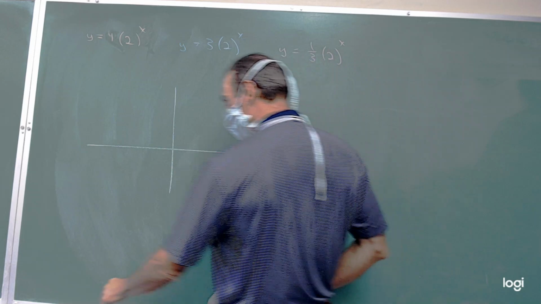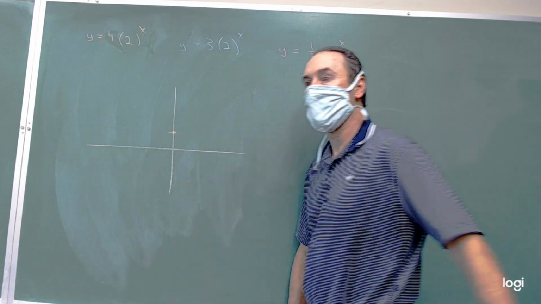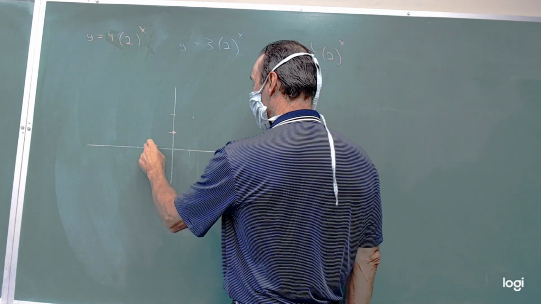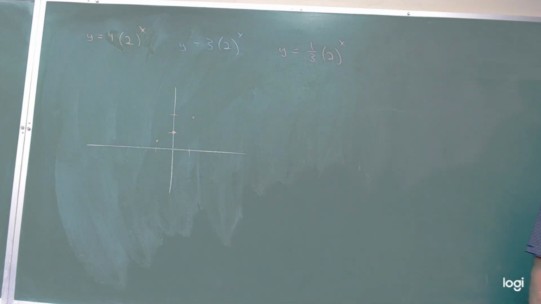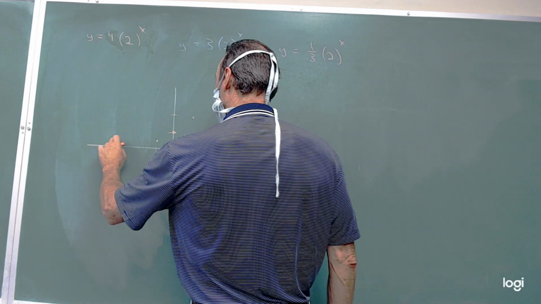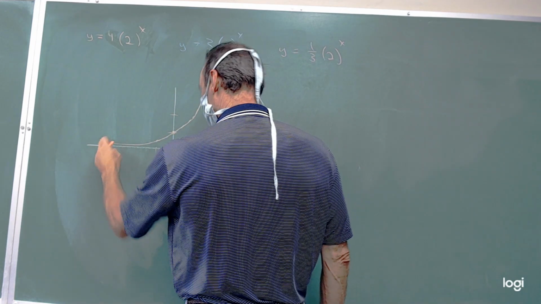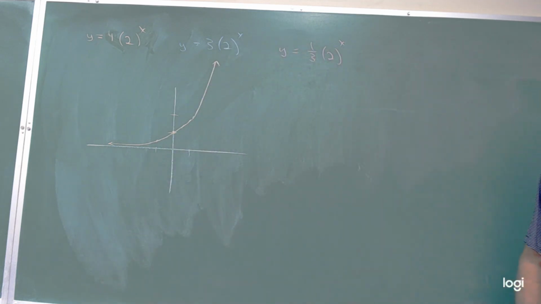So 2 to the x is still going to be like we've seen. At 0, 2 to the 0 is 1. When you plug in 1, we're going to get 2 to the first is 2. And when you plug in -1, 2 to the -1 is 1/2, which is a half. So this is kind of like a parent function here. This is our standard basis of comparison.